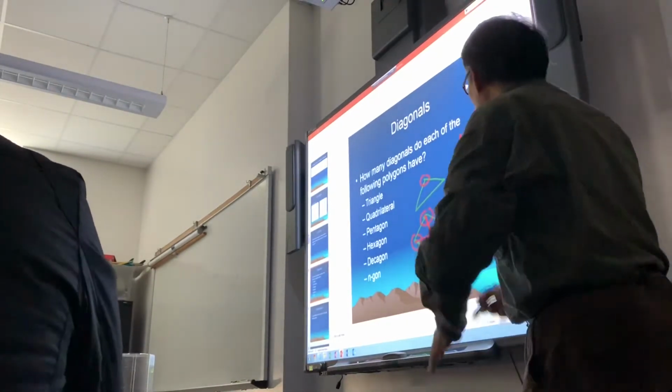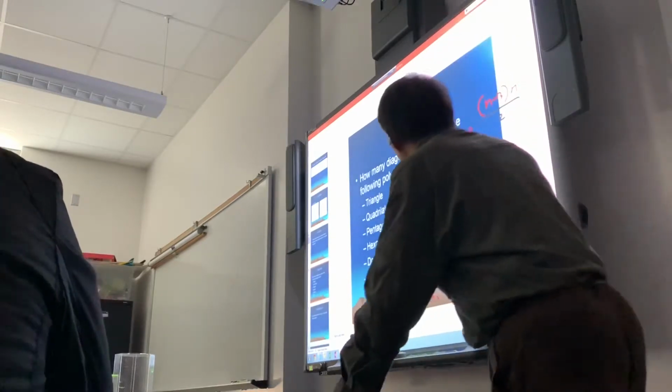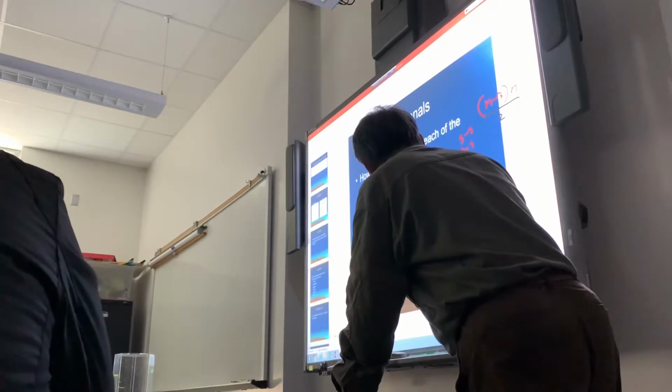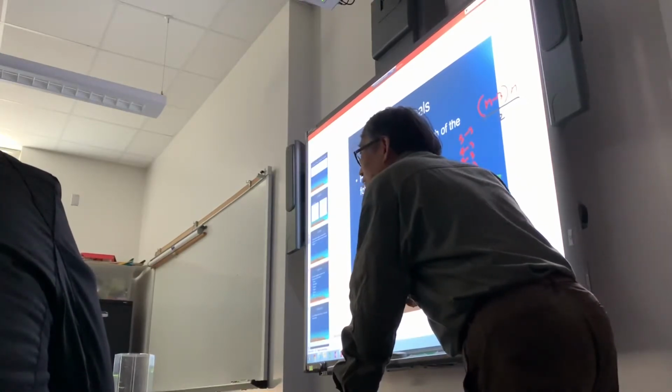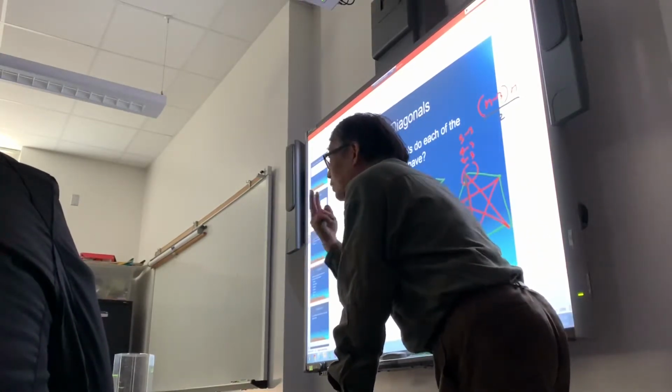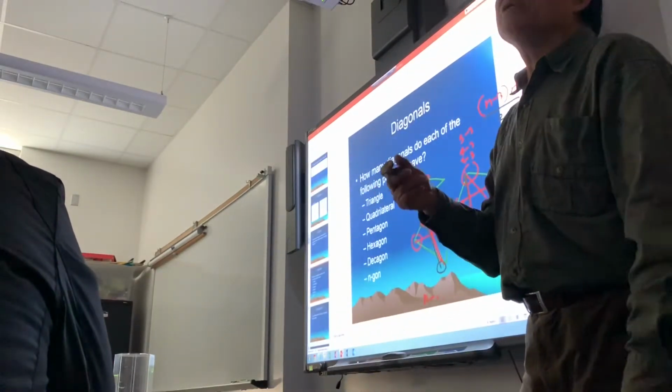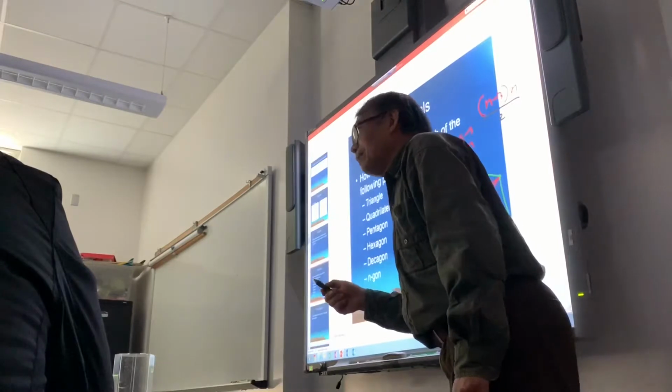Times n is all the vertices' number of diagonals. Why do we divide by 2? Because every diagonal, for instance this diagonal, we check for this vertex once and this vertex once. Do you understand, please? So only one diagonal, you count it twice, so divide by 2. So you can remember this one if you understand the stuff.